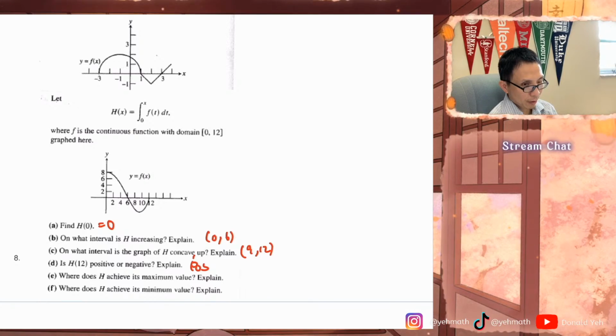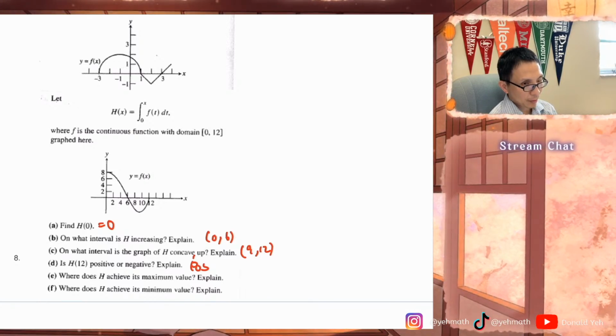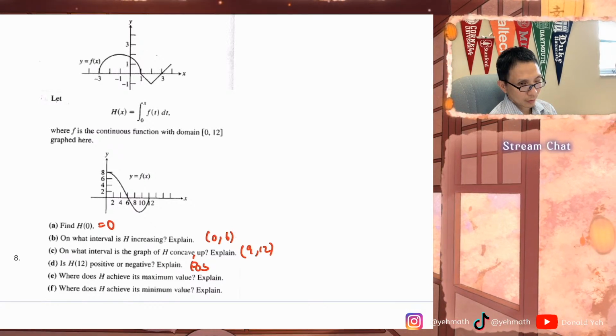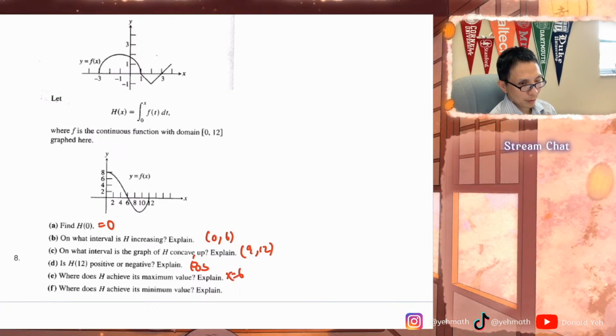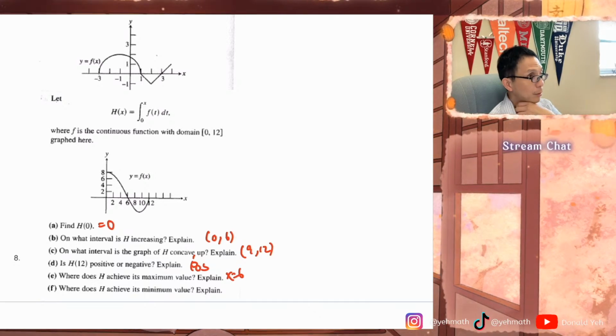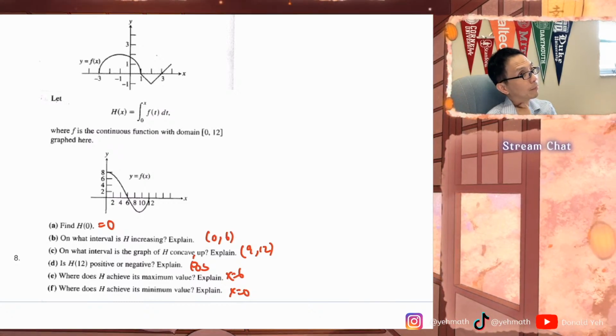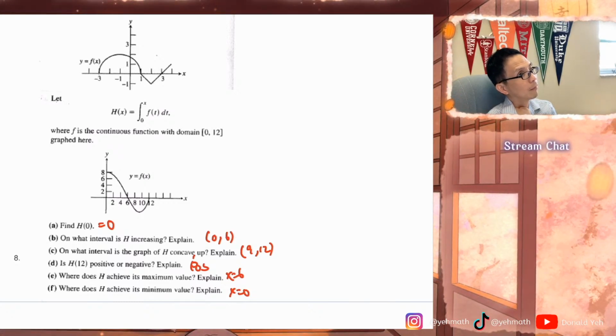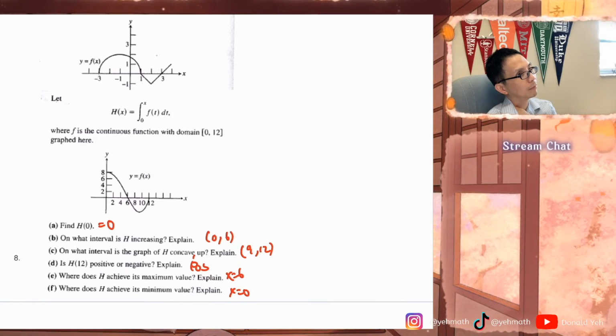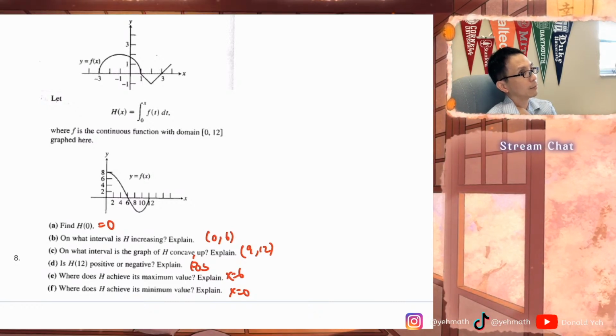Anyway. Okay, so h achieves maximum value where? h equals 6, or x equals 6. x equal to 6, perfect. Now, when does it reach minimum value? This is kind of hard, but x equal to 0. Oh, I see what you mean. You don't get it?